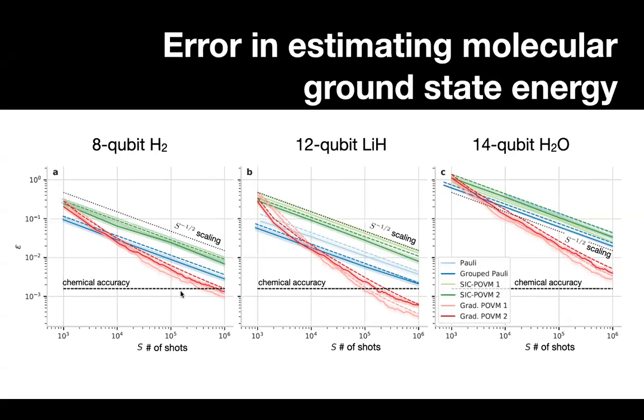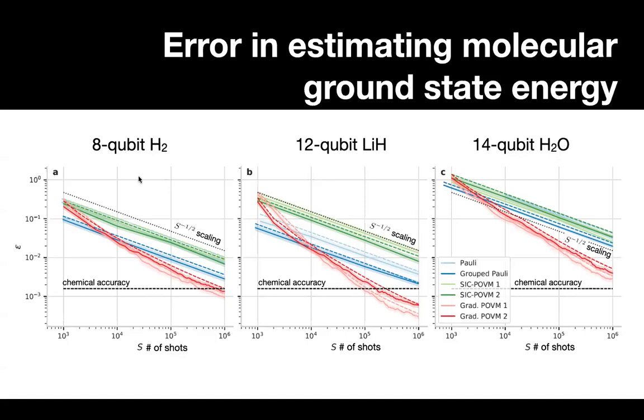I'm comparing here three approaches. The Pauli, so measuring just Pauli operators directly. This approach that I mentioned at the beginning, that was the grouped Pauli approach. And then using an informationally complete POVM, specifically a certain type known as a symmetric informationally complete POVM. And finally, in red, you will see the case of the gradient method, so the case of the adaptive strategy. And you see that we do this for three different types of molecules. For example, an 8-qubit H2, 12-qubit lithium hydride, and a 14-qubit water molecule.